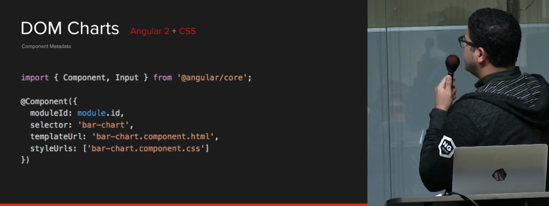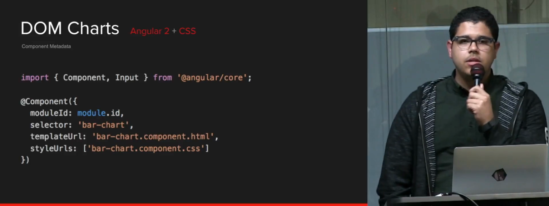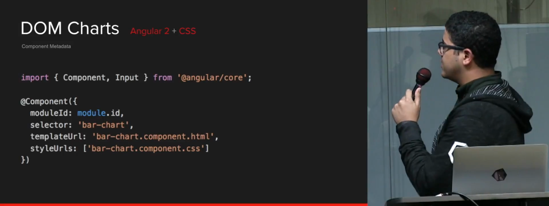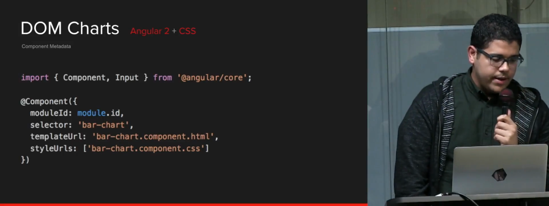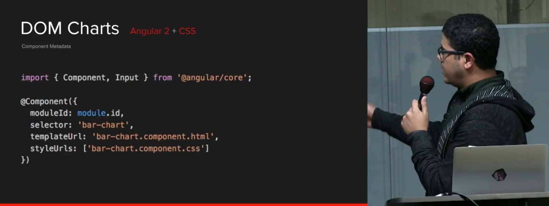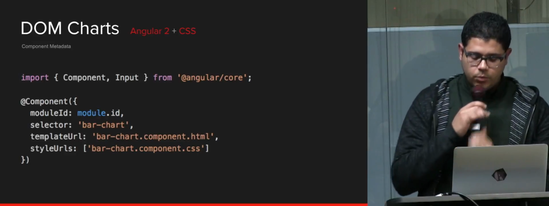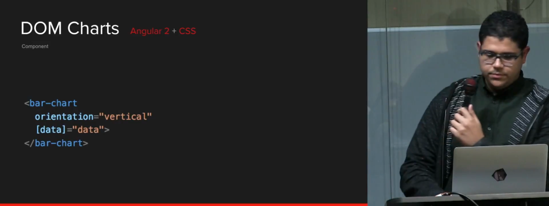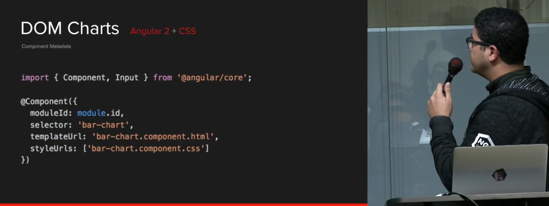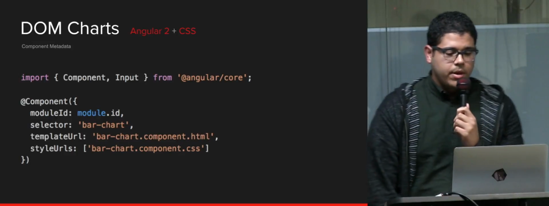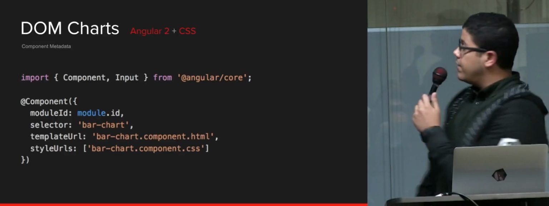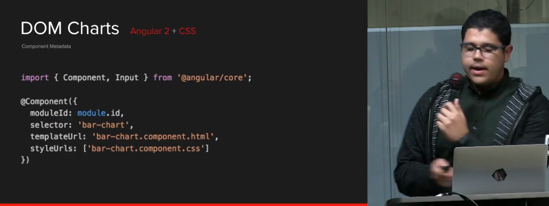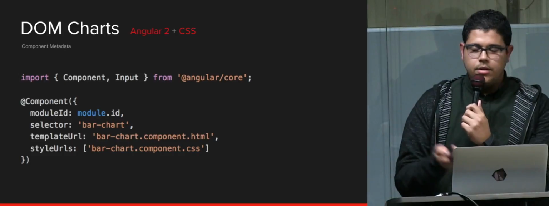Okay, so this is our component metadata. As you guys can see, we're importing Component and Input from Angular core. This example runs in the latest Angular final. And as you can see here, we have a selector, which is exactly what I just showed you, bar chart. We have a template URL, which is where we have our custom HTML for our template. And then we have some style URLs. I have no other dependencies. Now, I do need a class, right?